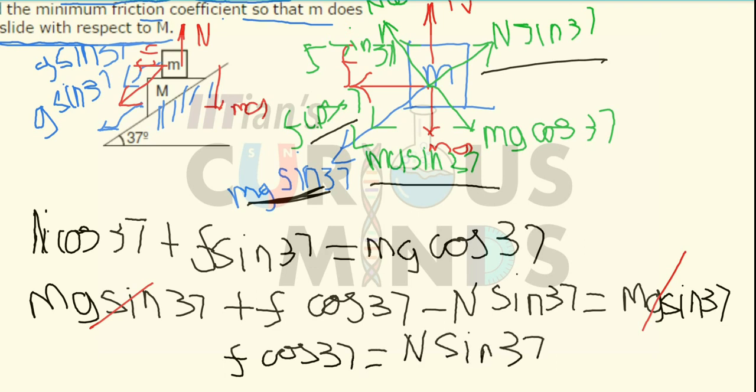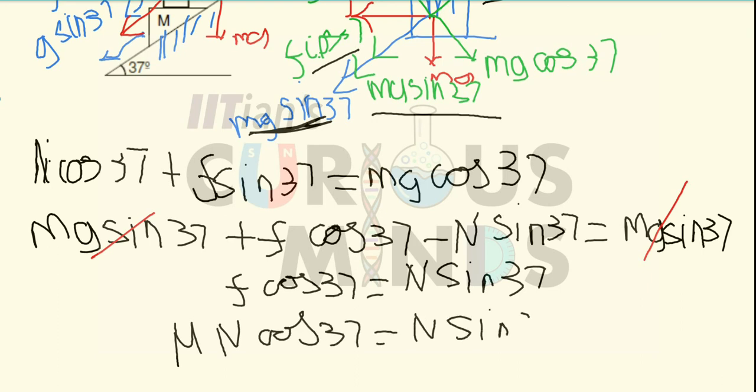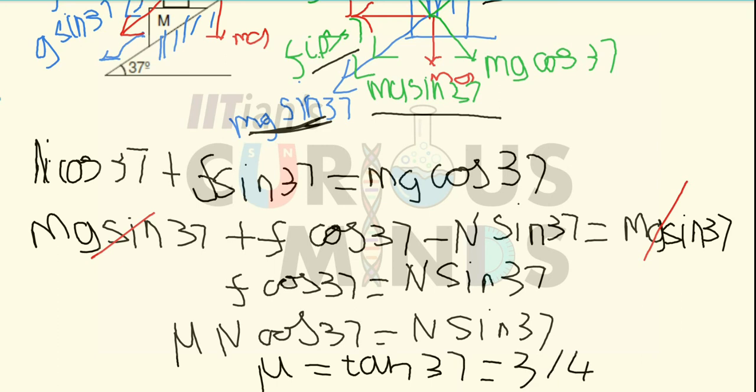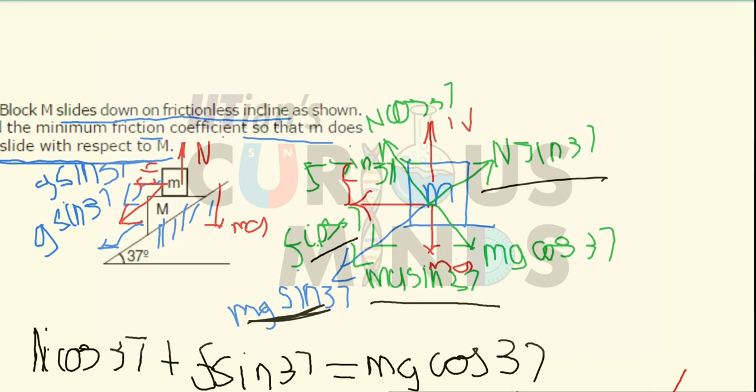Now it is a very simple question. So now over here f can be written as mu times n. cos 37 will be equal to n sine 37. n and n will get cancelled out. So basically mu will be equal to tan 37. So mu is equal to 3 by 4. We got the value of the friction coefficient. Now this is the minimum friction that should act, such that the small m does not slip on the capital M.